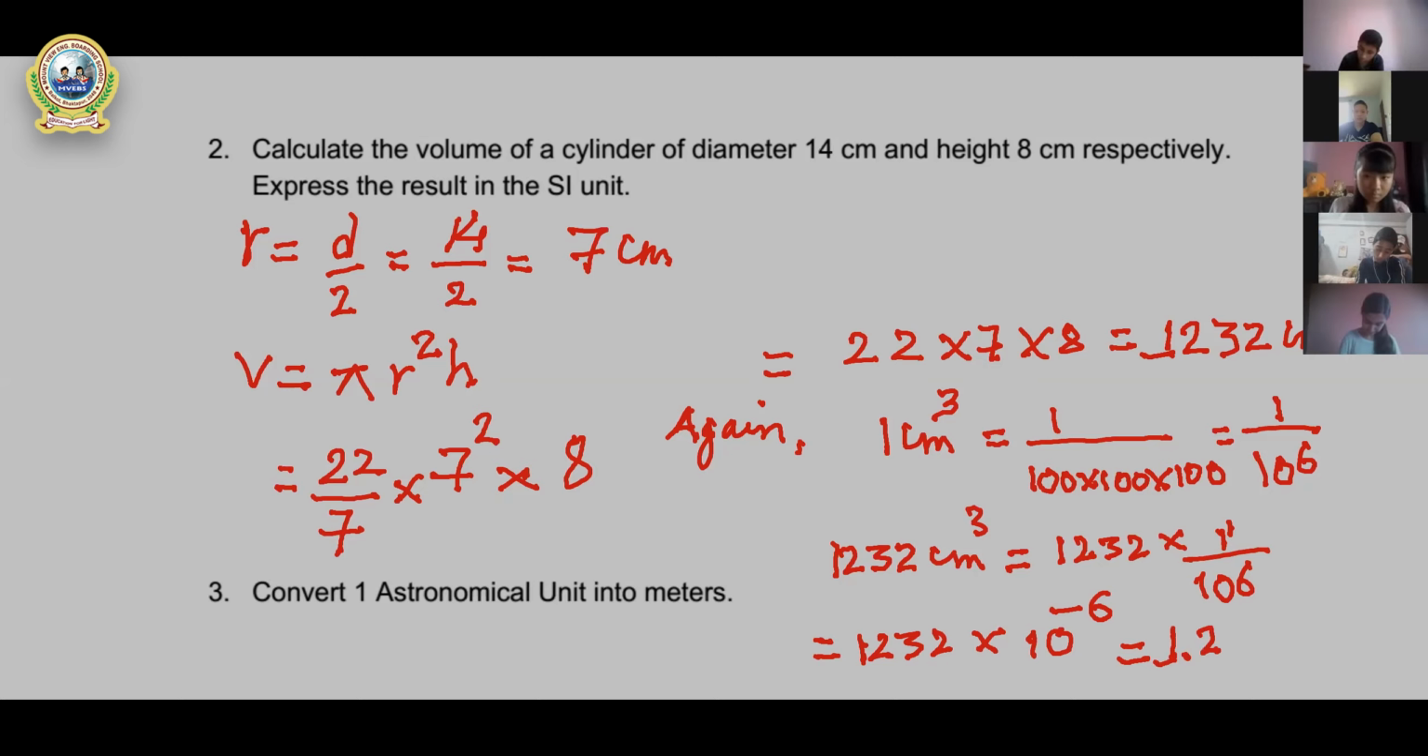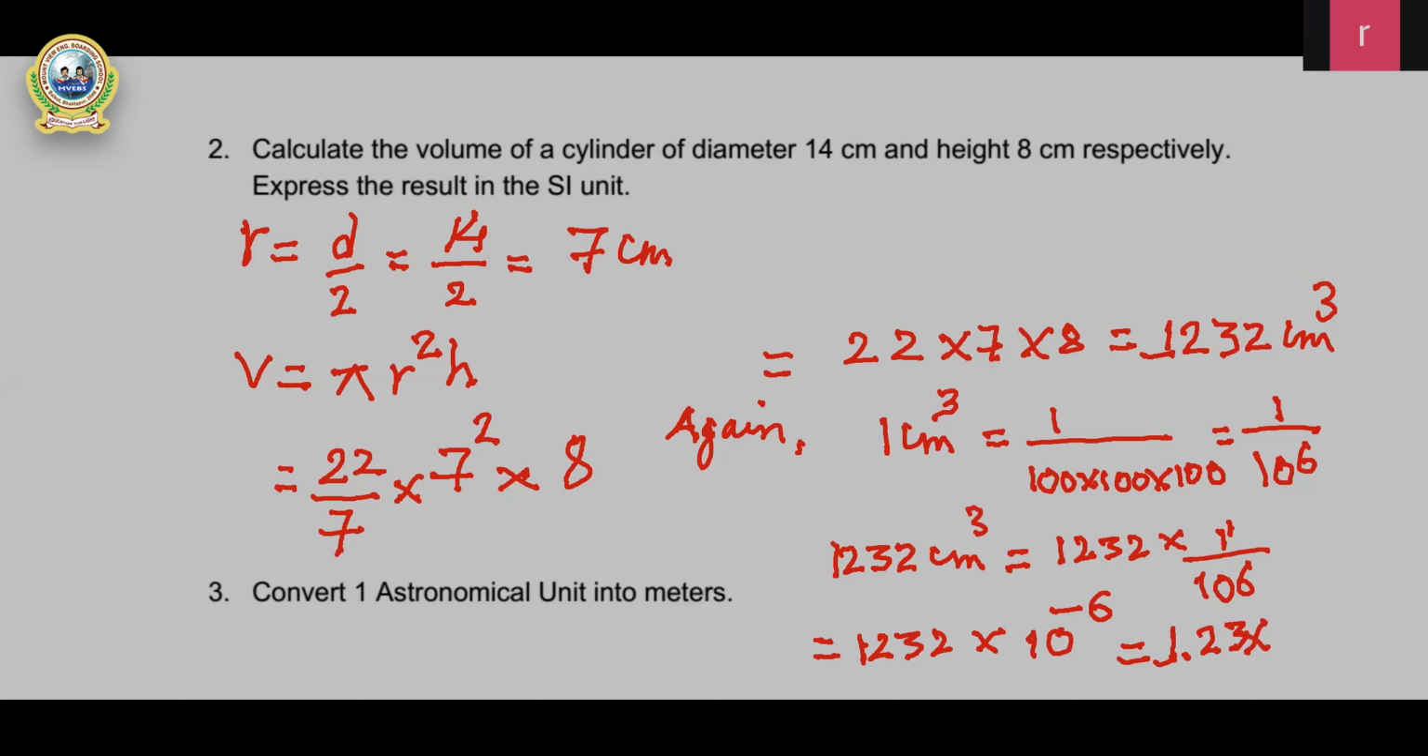1.232, or simply 1.23 only. This is the round off. So we are shifting the decimal to the left side. That means the positive power increases, so the answer will be minus 3 meter cube. This is the final answer.